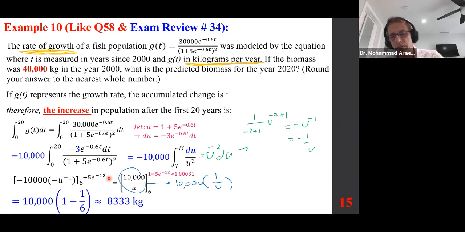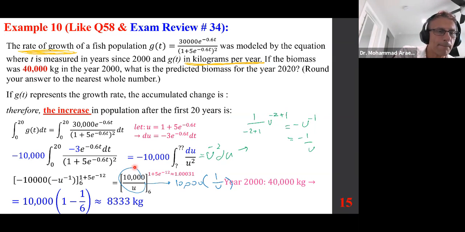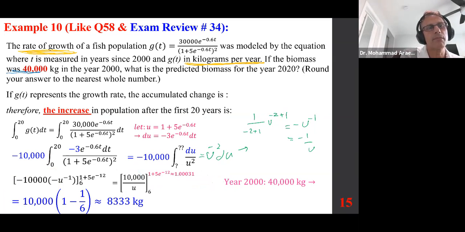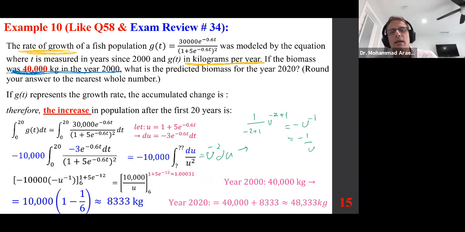Now, I need to erase this. Let me do that. So we had 40,000 to begin with. I hope everybody remembers that. We're going to add that to what we got, and this is the answer.